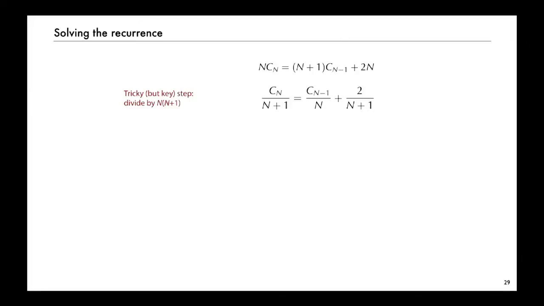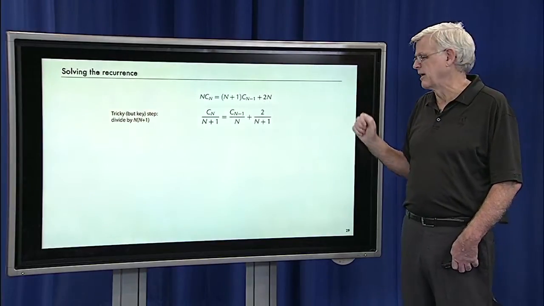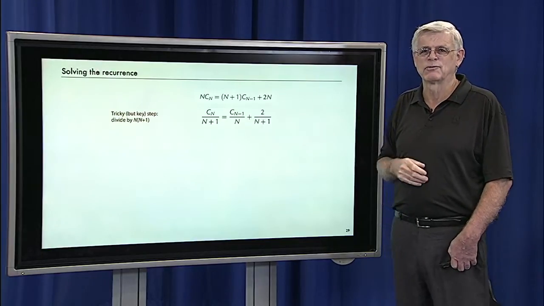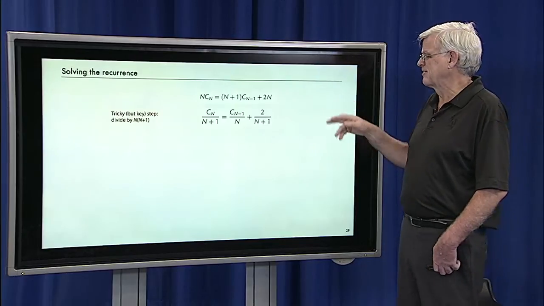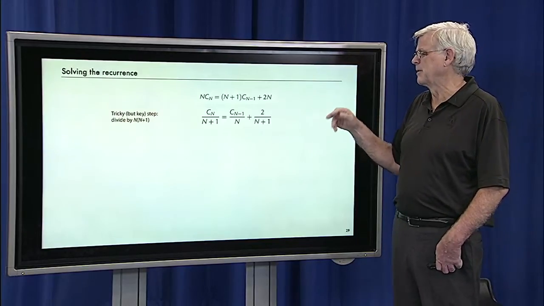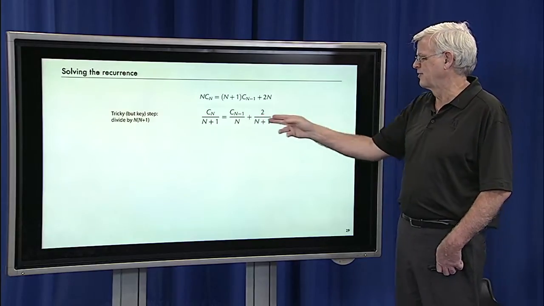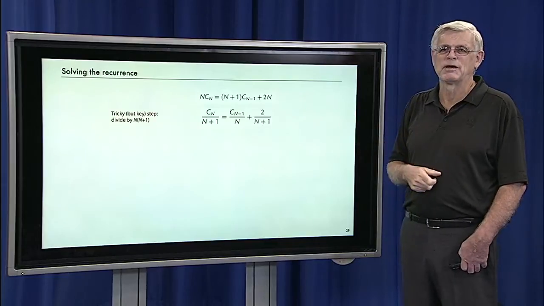So on the left, NCn divided by n times (n plus 1) is just Cn over (n plus 1). On the right, the n plus 1's cancel. We get C(n minus 1) over n. And then 2n over n times (n plus 1) is just 2 over (n plus 1). That looks like a little bit more complicated form, but it's actually a much simpler form because the first term on the right is the same as the term on the left. It's just with n reduced by 1.